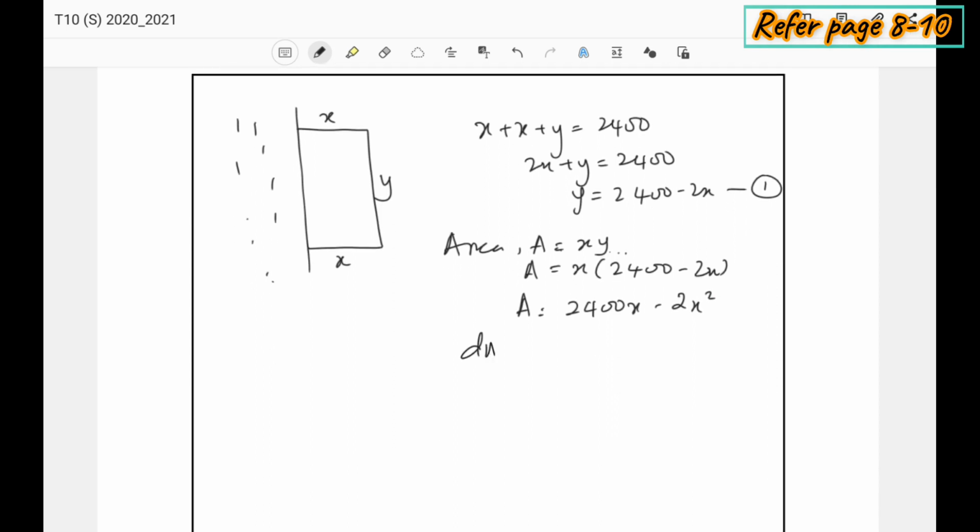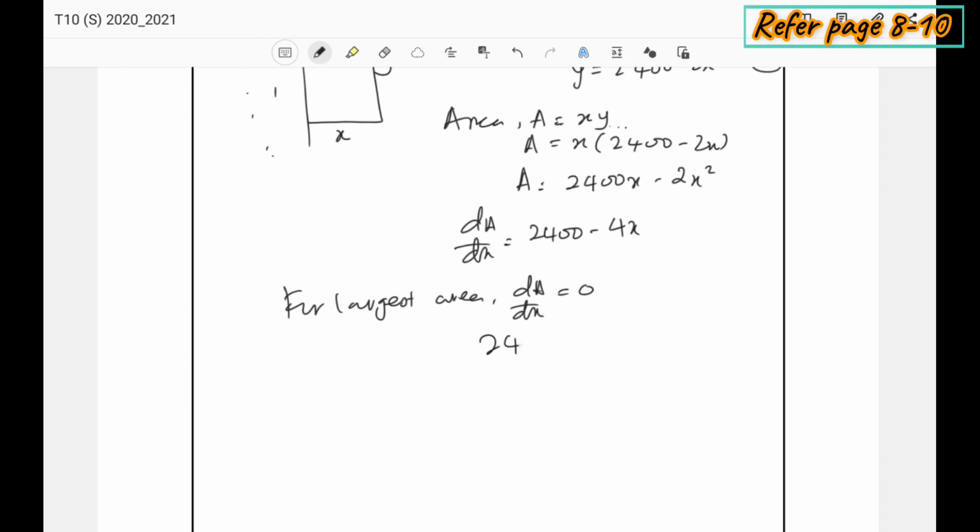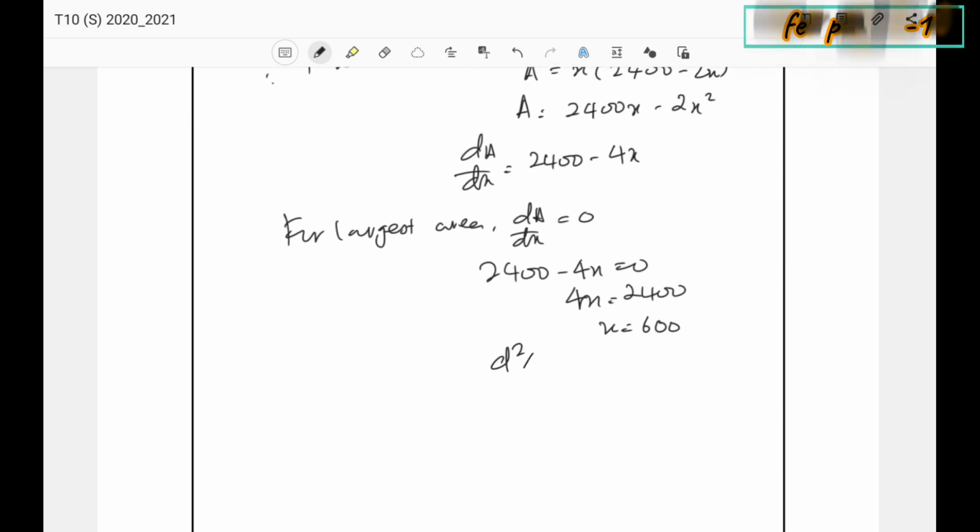So find your dA/dx. So we have 2,400 minus 4x. For largest area, dA over dx equal to 0. So we have 2,400 minus 4x equal to 0. 4x equal to 2,400. x equal to 600. So get the second order derivative, d squared A over dx squared. So we get negative 4, which is a negative value. So that turns out to be the maximum area.